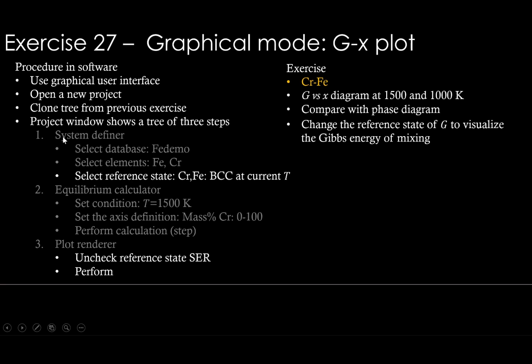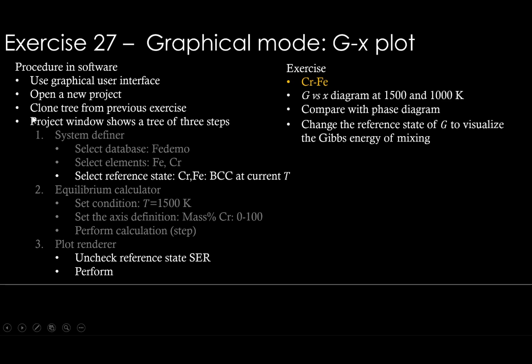Only thing is in the system definer stage, we have to select the reference state for both the elements Cr and Fe to be BCC at current temperature. Pressure is fixed here, so we are not in graphical mode trying to change that. Then in plot renderer, uncheck reference state SCR, so that the state that we have set will be taken up. Then click perform.